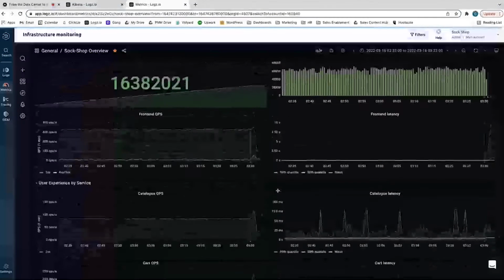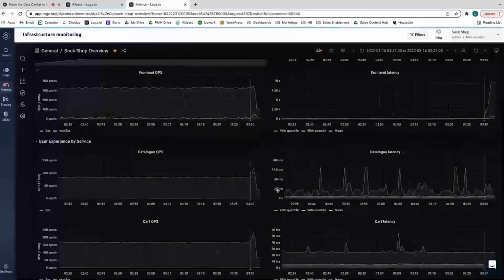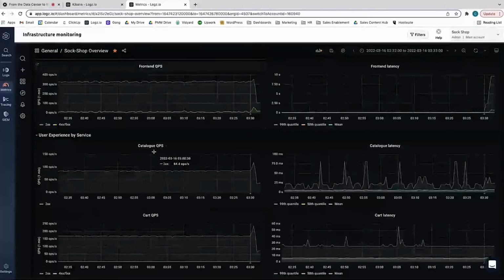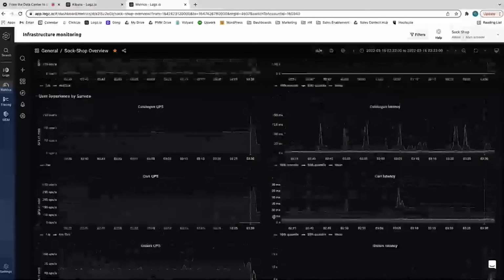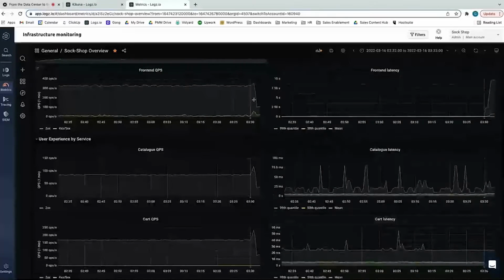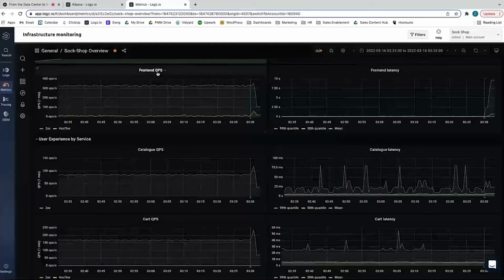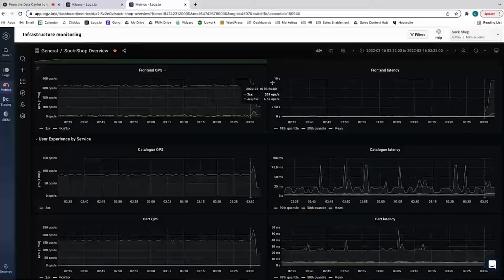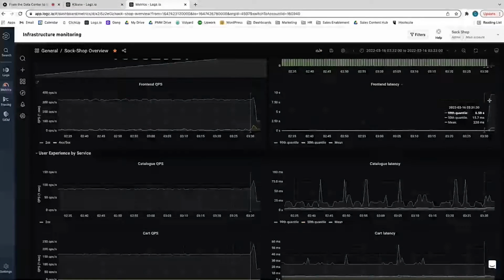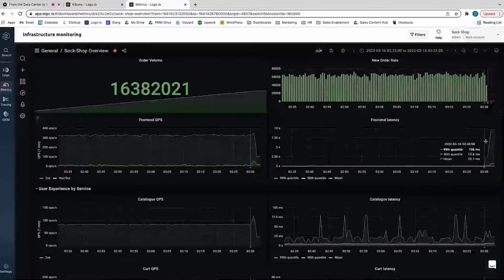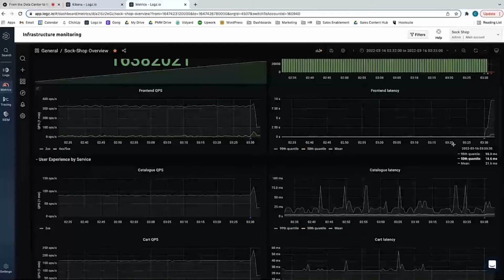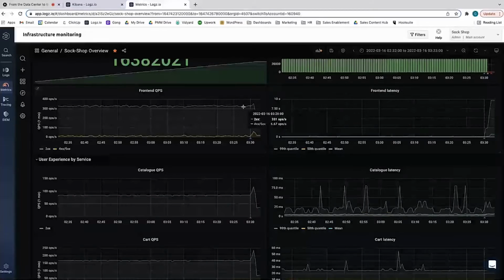So here we can see we're monitoring all the services that we saw in that architecture slide. On the left, we're monitoring the queries per second of our services, which looks at the successful responses versus the unsuccessful responses. And on the right, we're monitoring the latency for those same services. Looking at the front end, it looks like latency spiked to about 10 seconds right as the orders dropped off. So something's definitely up with the front end service. And it looks like successful responses plummeted at that same time.